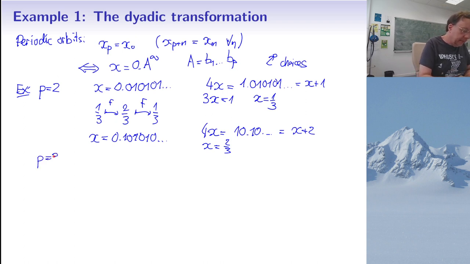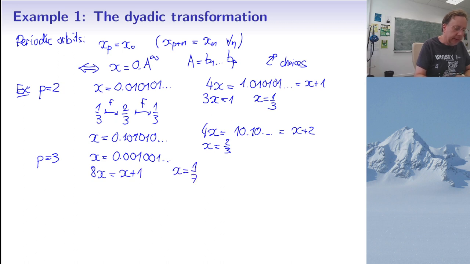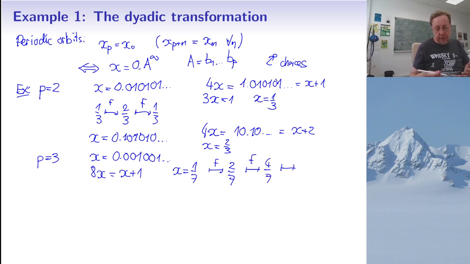Now, another example for p equals 3 would be x equals 0.001001... repeated. And then you see what happens is that if you multiply x by 8, you get x plus 1. And if you solve, you have x is 1 over 7. And that is mapped by f to 2 over 7, which is mapped to 4 over 7, which is mapped to 8 over 7 modulo 1, which is 1 over 7. So we have indeed an orbit of period 3. And there's another orbit of period 3, which will start, for instance, in 3 over 7.